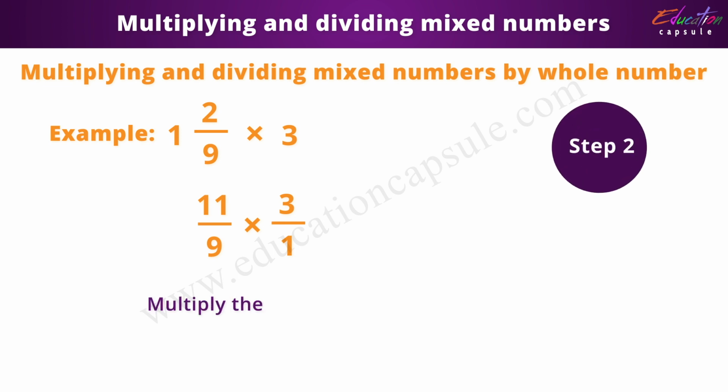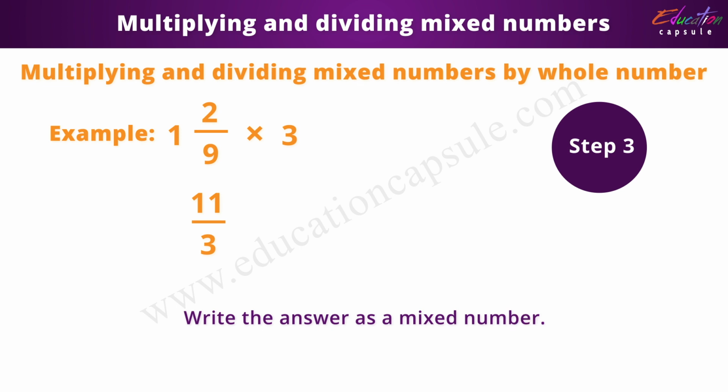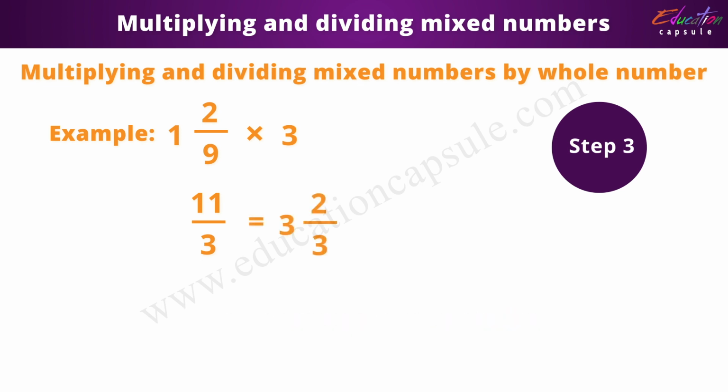Step 2. Multiply the fractions and simplify if needed. So we'll get the answer as 33/9, which can be divided by 3 in the numerator and denominator to get the answer as 11/3. Step 3. Write the answer as a mixed number. So 11/3 can be written as 3 wholes and 2/3.